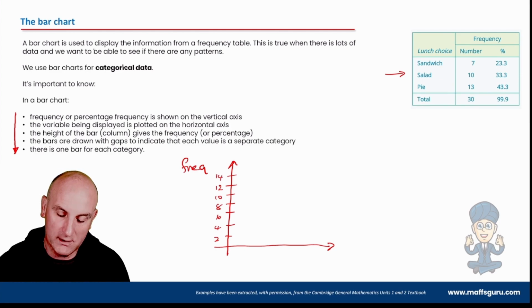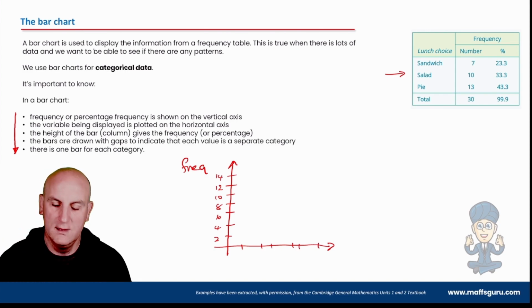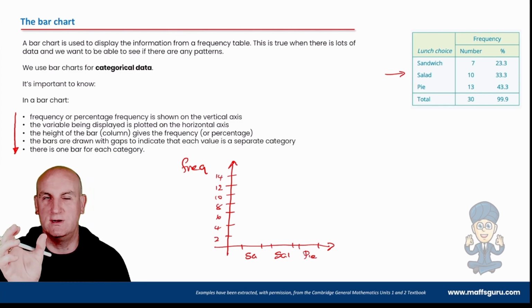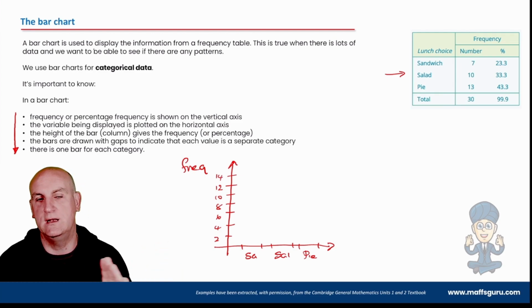There are 3 bars. So I'm going to do 1 bar here, 1 bar here, and 1 bar here. Now what you notice is each of those widths are equal. So that's going to be sandwich, so I'm going to write sandwich. That is going to be salad, so I'm going to write salad, and that's going to be pie. Now obviously I'm very scrunched for space here, but you will be able to draw it bigger and write all the word sandwich, all the word salad, and all the word pie.